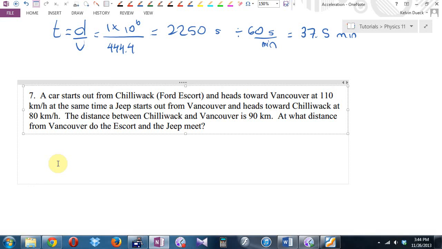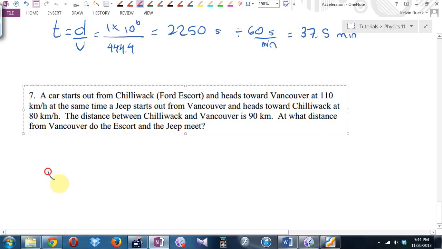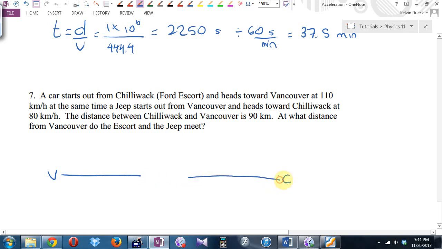They're heading towards each other. So I have, it seems to me, Vancouver and Chilliwack, and the distance between them, 90 kilometers. A car from Chilliwack, Ford Escort, how about I use E for Escort or F for Ford? What do you want to use? F for Ford. So in Chilliwack, I'm going to have a velocity of a Ford, and you know what? That F is going to make me think V final. I'm going to use V for Escort, so I don't get confused here.